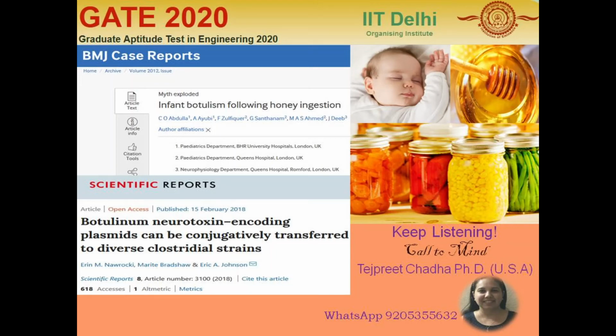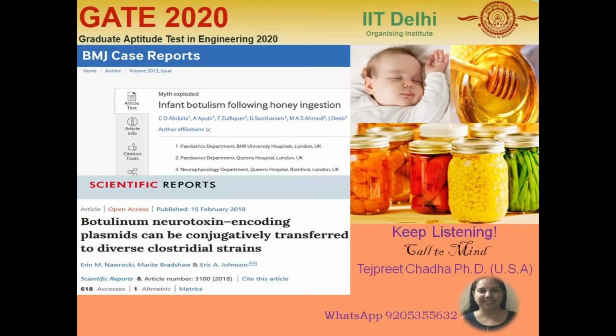So they discuss this case in this research article, considering botulism toxicity when the infant is fed with honey. So it is, and I'm going to add the link.